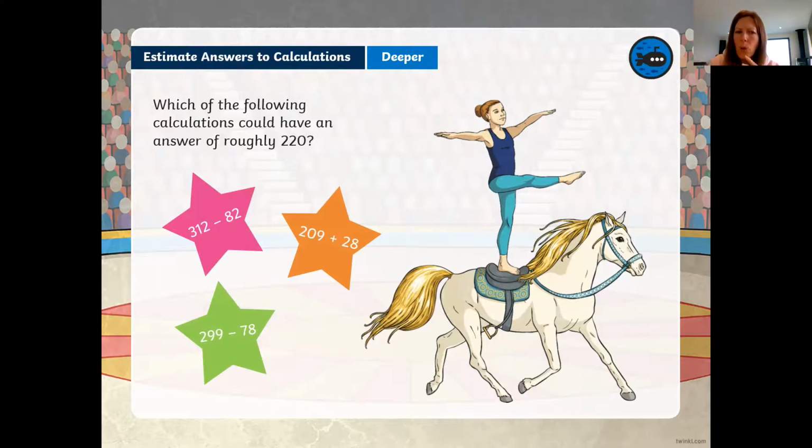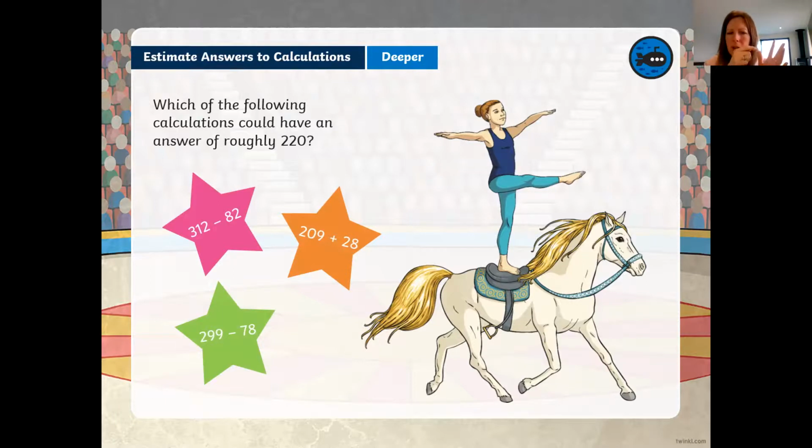299. Well, that's really, really close to 300. Take away 78. So if I rounded that, that's 80. 78 to the nearest 10 is 80. So 300 take away 80. It's a bit like some of our number bonds there, isn't it? Because we've got our nice 10 numbers.